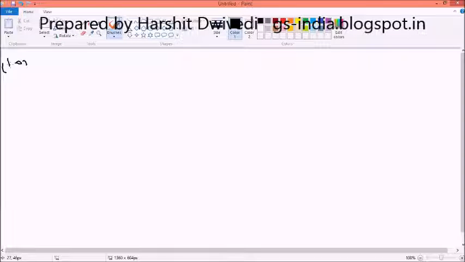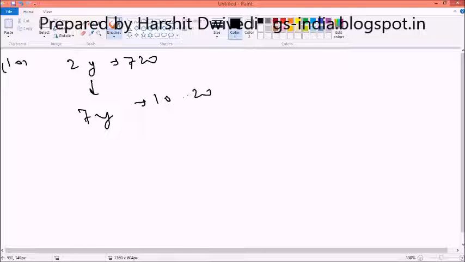A sum of money at simple interest amounts to rupees 720 after 2 years and rupees 1020 after a further period of 5 years. Then the sum is, obviously after 2 years the amount is 720, and after these 2 years, for 5 more years, that is after 7 years, it is becoming 1020, because it is saying after a further period of 5 years, that is further than 2 years, so it becomes 7 years.